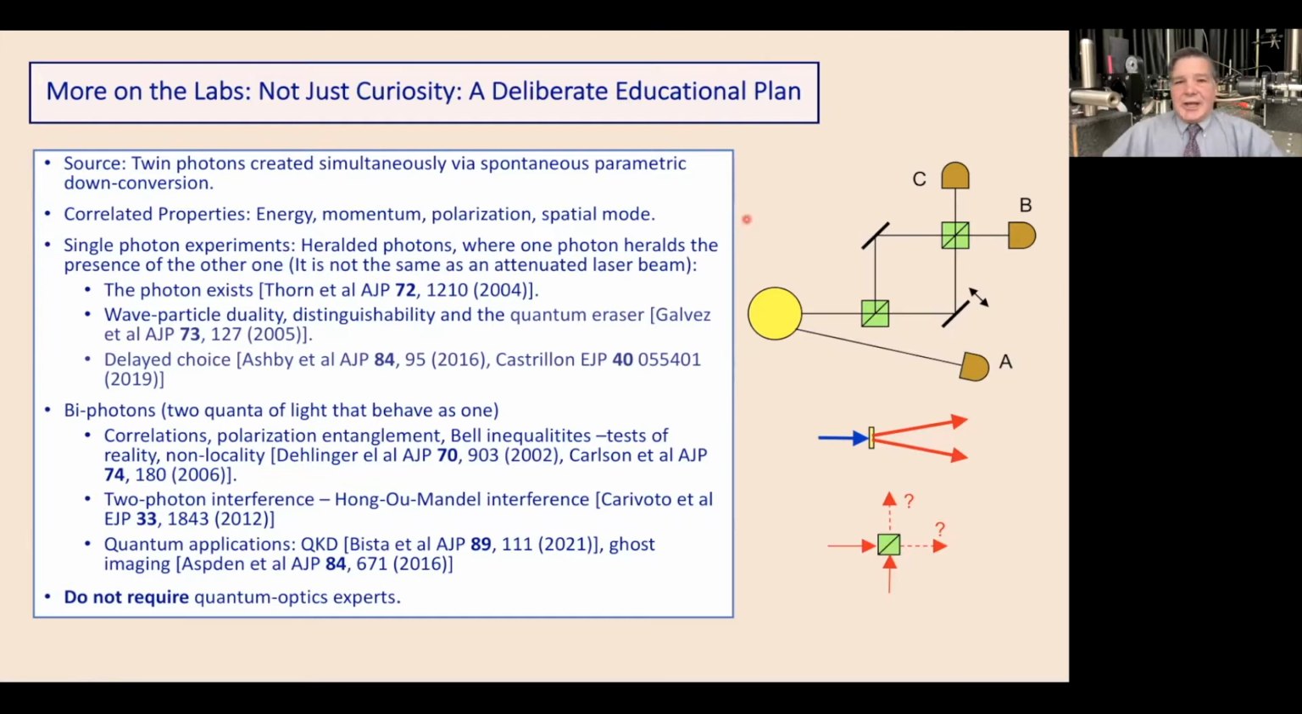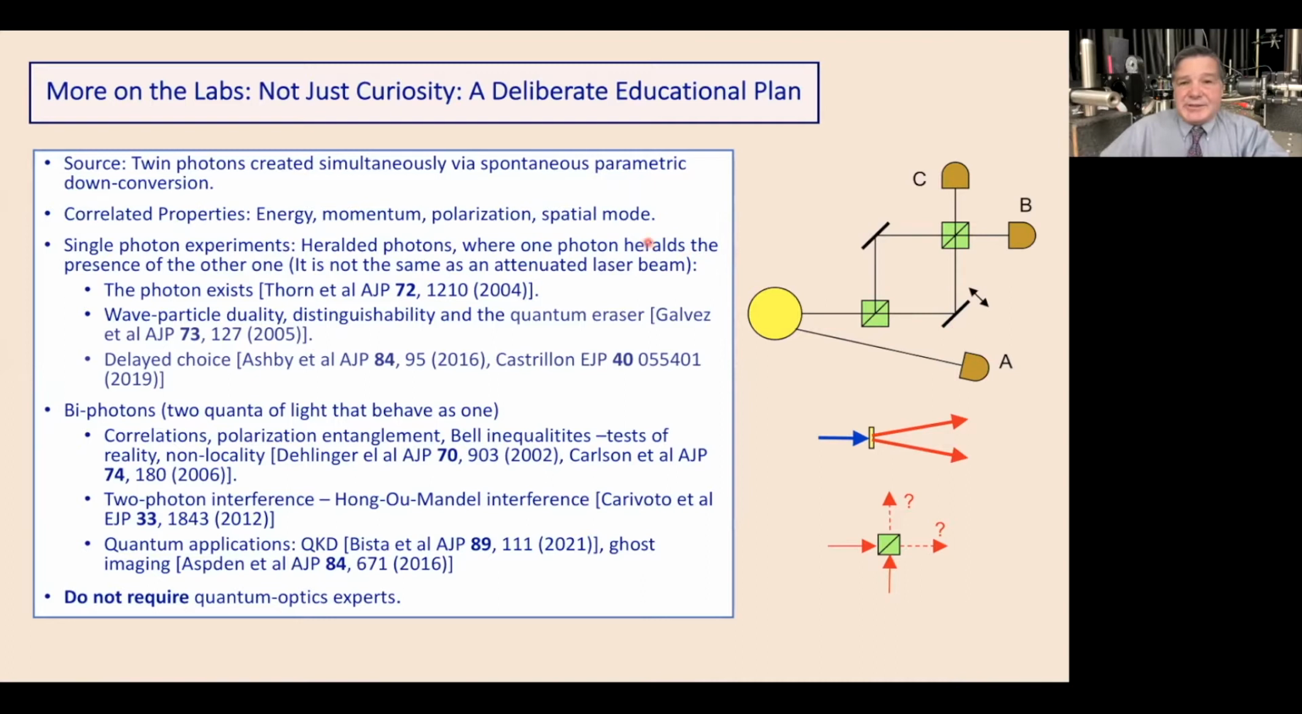Then we can do two types of experiments. One type is single photon experiments, where one photon tells us that the other one is there. Turns out that if you attenuate the light from a laser, you don't get single photons, or at least not all the time. They come out in random sequence, so it is very likely that at any given time you have two or three photons together. So you can't say you have single photons for sure with an attenuated laser. But when you create two and one tells you that the other one is there, that constitutes a source of single photons.